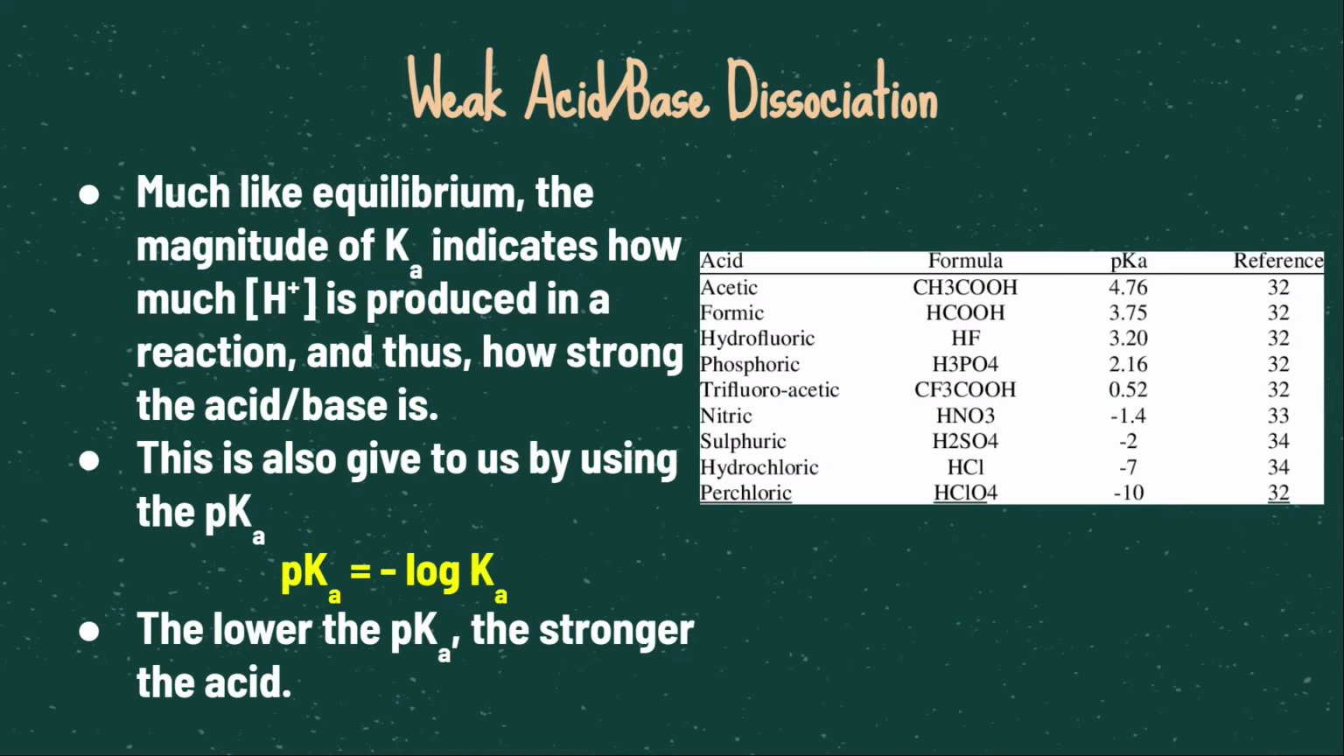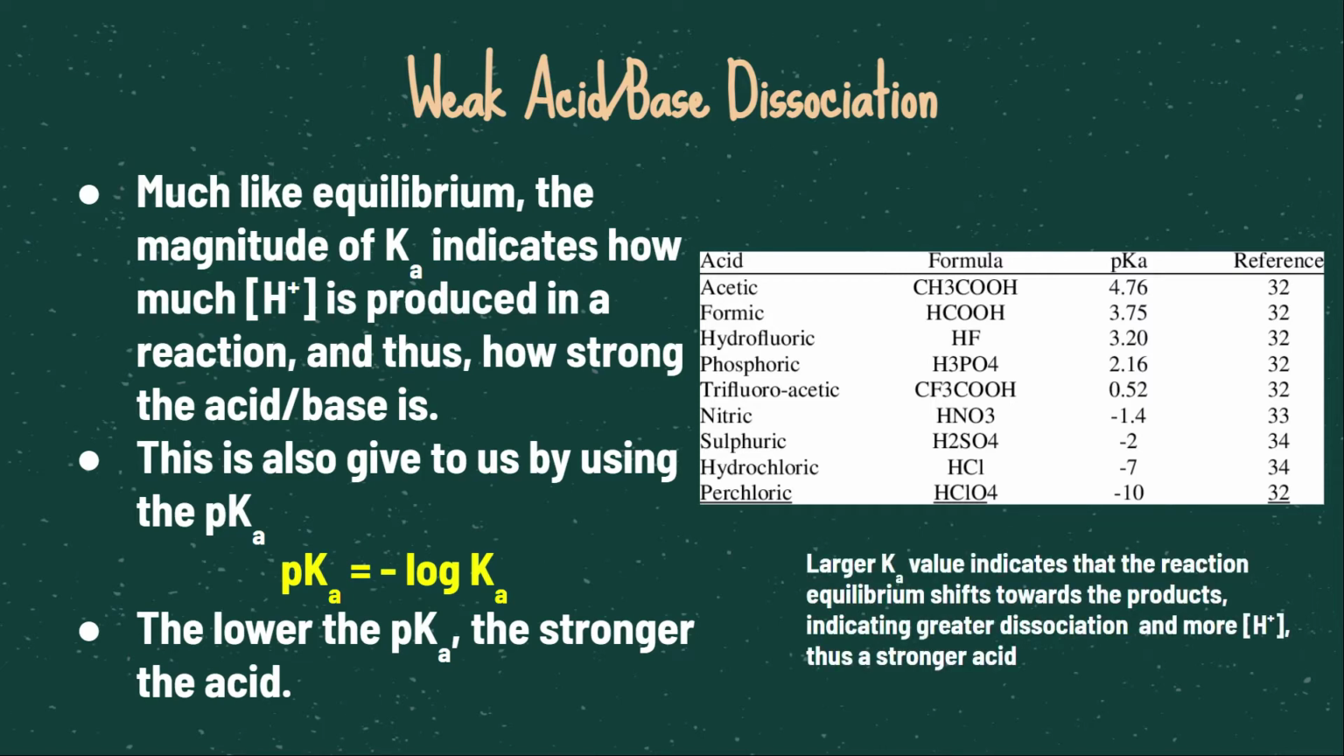So much like equilibrium, the magnitude of Ka predicts how much H plus is produced in a reaction and thus how strong the acid or base is. This is also given to us by using pKa, very similar to how we looked at the negative log of H to determine the pH. We can take the negative log of Ka to get what's called pKa. The lower the pKa, the stronger the acid.